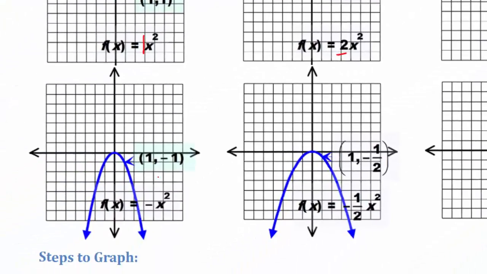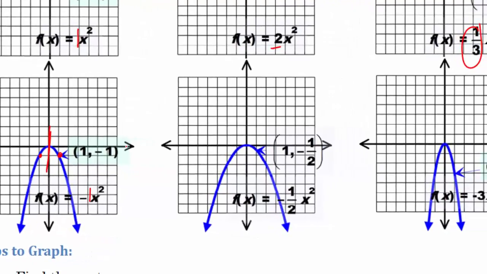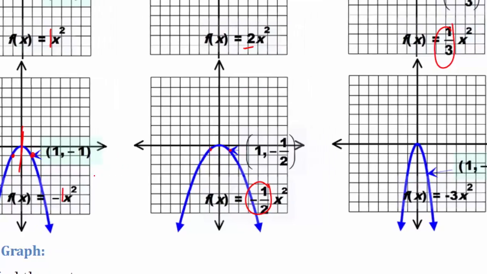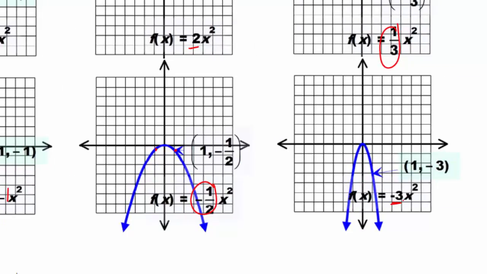What happens when a is negative? Well, it turns it upside down because we're going to go over 1 and now down 1 on each side of our vertex using symmetry. So if a is negative 1/2, over 1 and down 1/2, so again a little bit flatter or wider than when a is 1 or negative 1. Here a is negative 3, so over 1 and down 3 on each side.